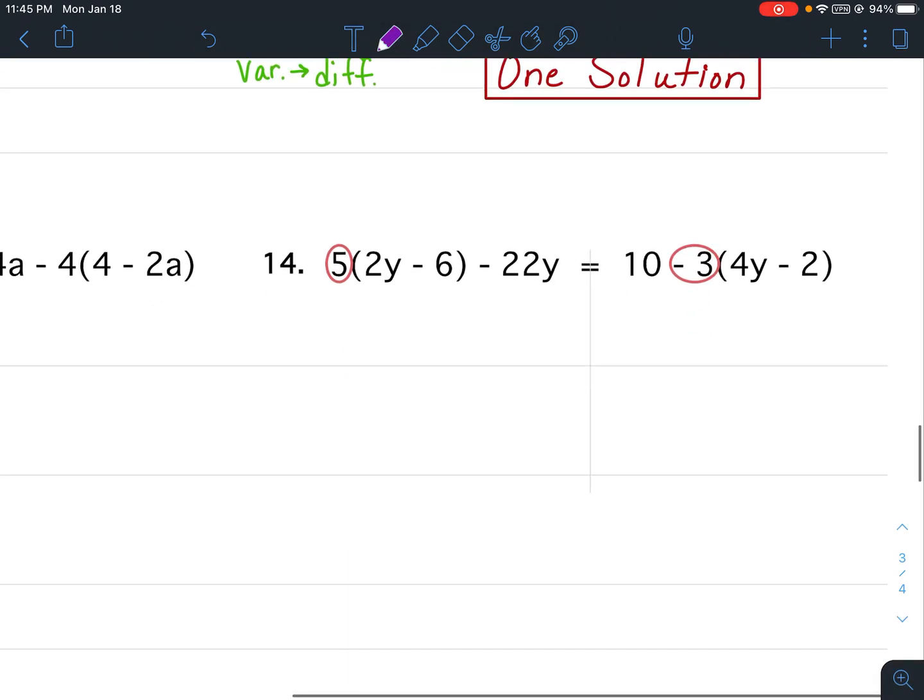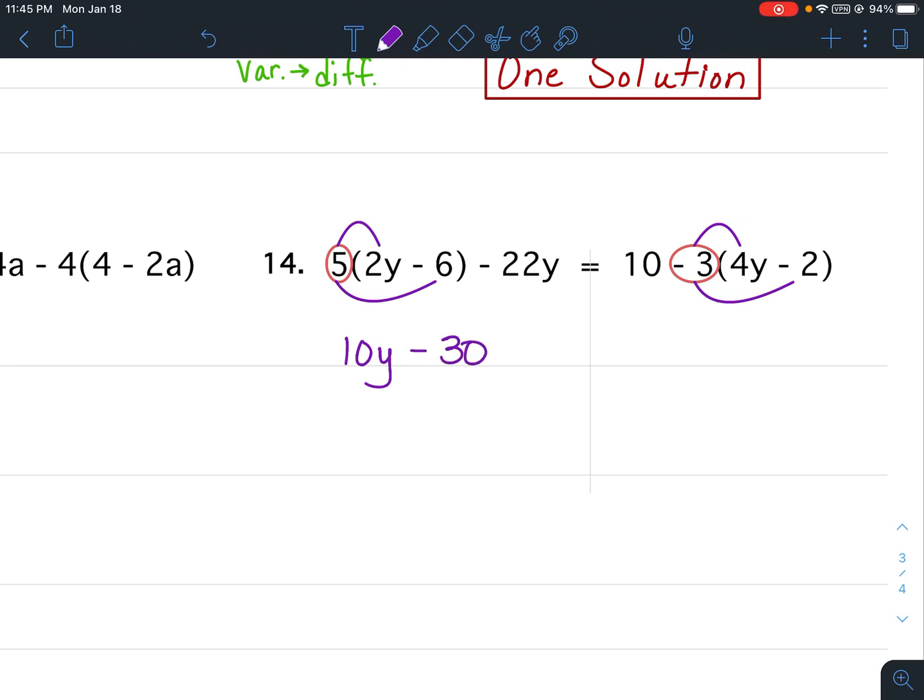For number 14, I'm going to do the distributive property. So I'm going to distribute 5 and -3. Right, 5 times 2y would be 10y. 5 times -6 would be -30. Bring down the -22y. Bring down the 10.